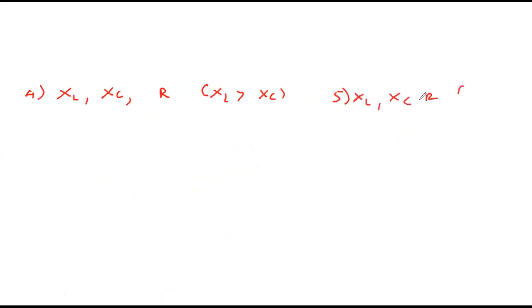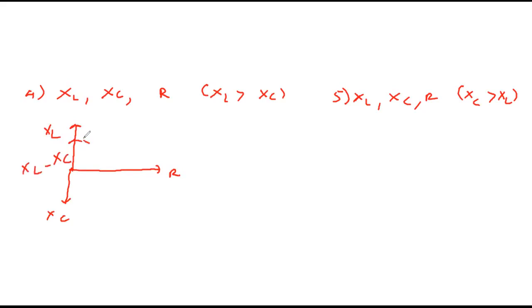But suppose XC is greater than XL, or XL, XC. XL is greater, so XL minus XC will come along positive, while this is Z, which is root of R square plus XL minus XC square.